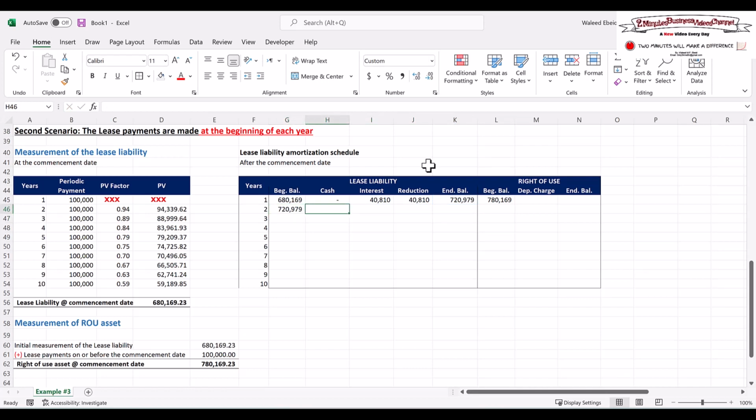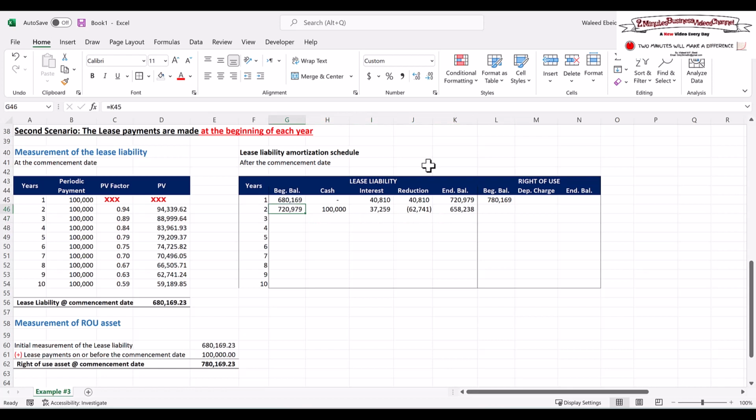For the second year, the beginning balance of the lease liability is the ending balance for year 1. The lease payment that was made at the beginning of the second year. The beginning balance of the lease liability for the second year less the lease payment made at the beginning of the second year. And the difference is multiplied by 6% to get the interest charge for the second year. The reduction in the carrying amount of the lease liability is the interest charge, less the lease payment. And this is the ending balance of the lease liability for the second year.